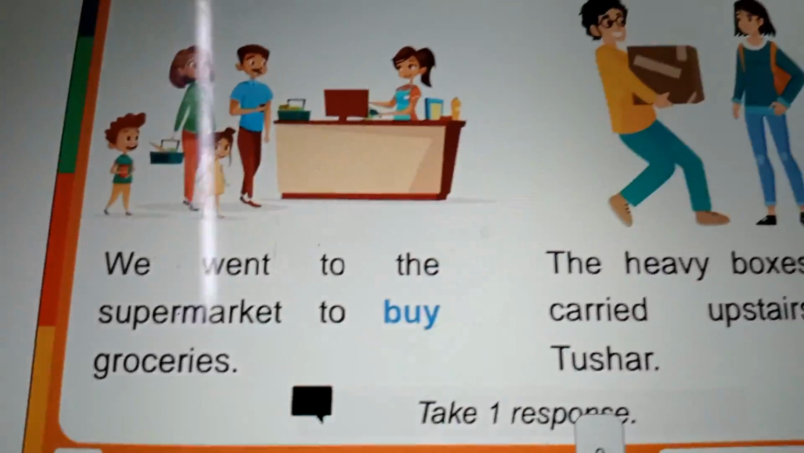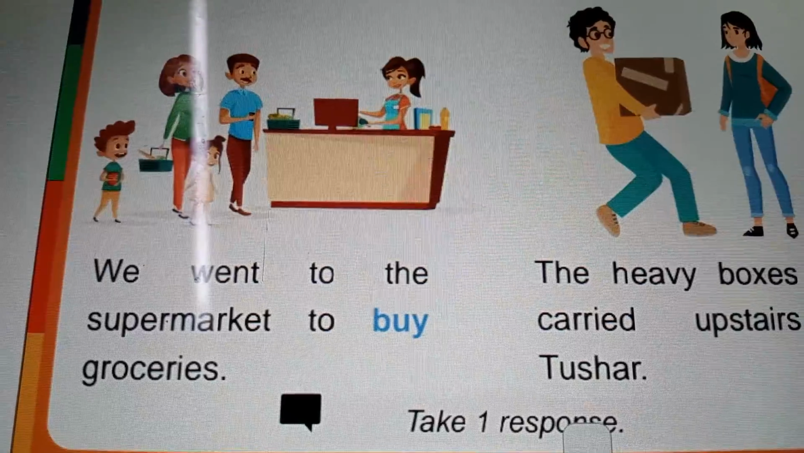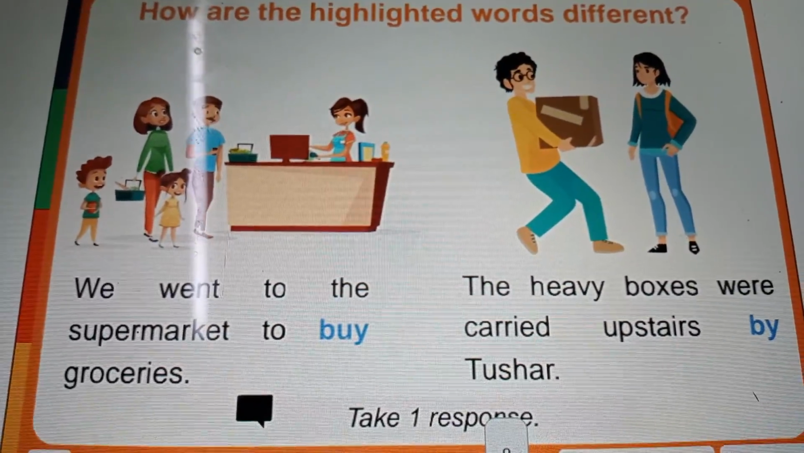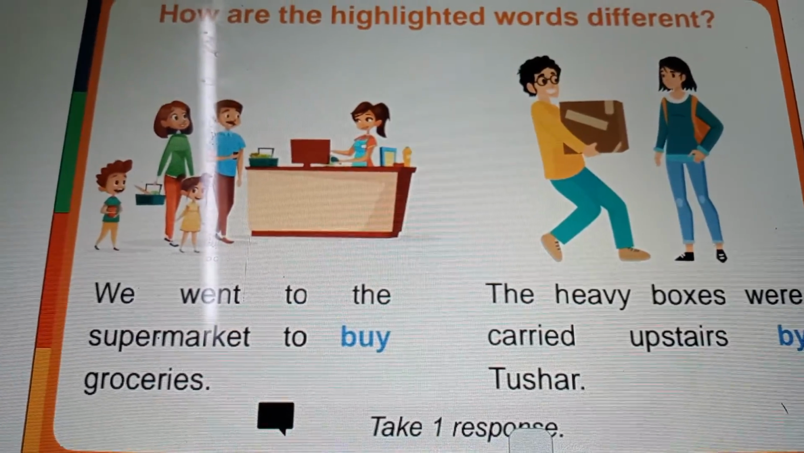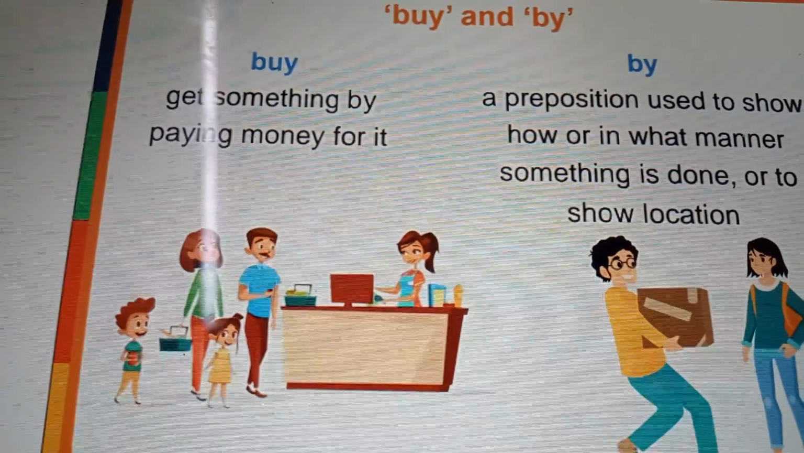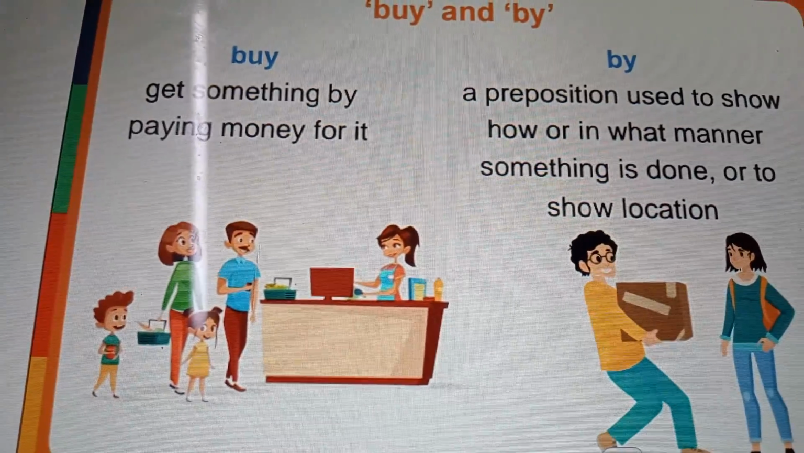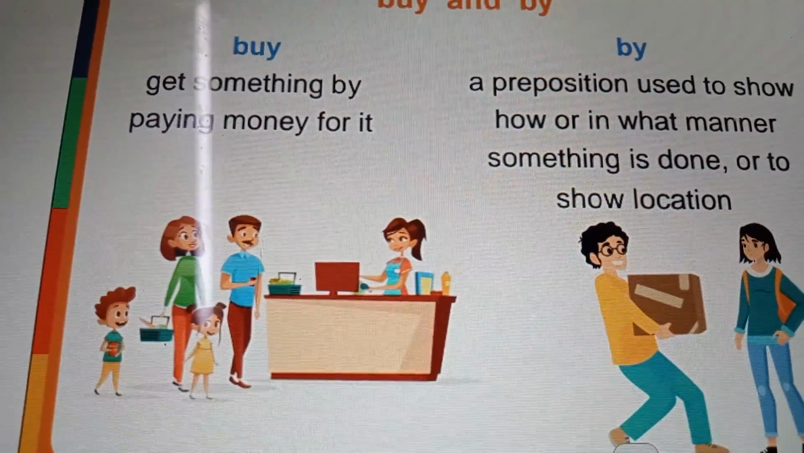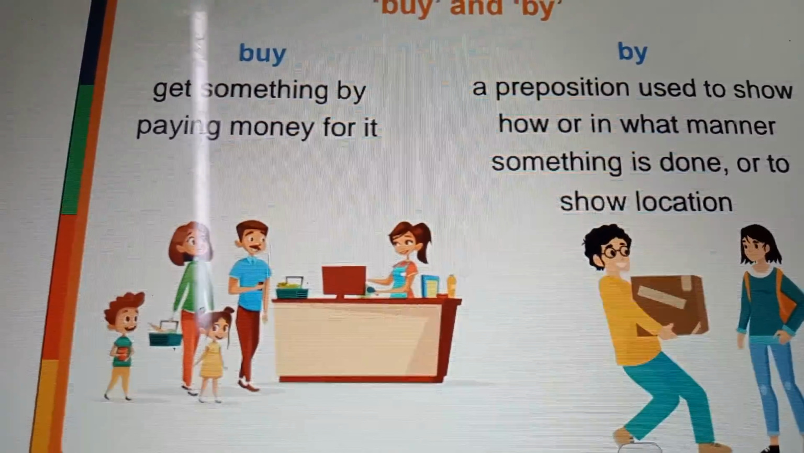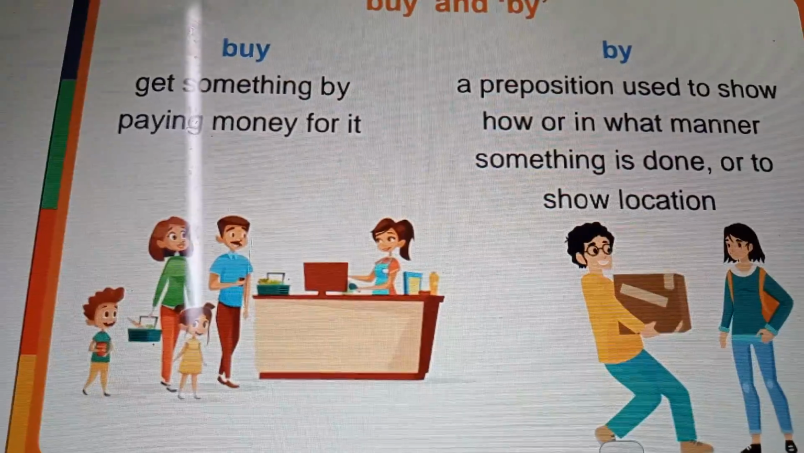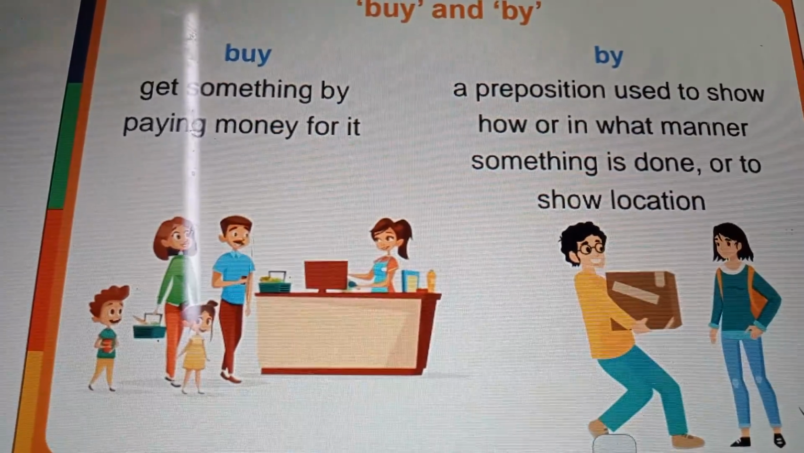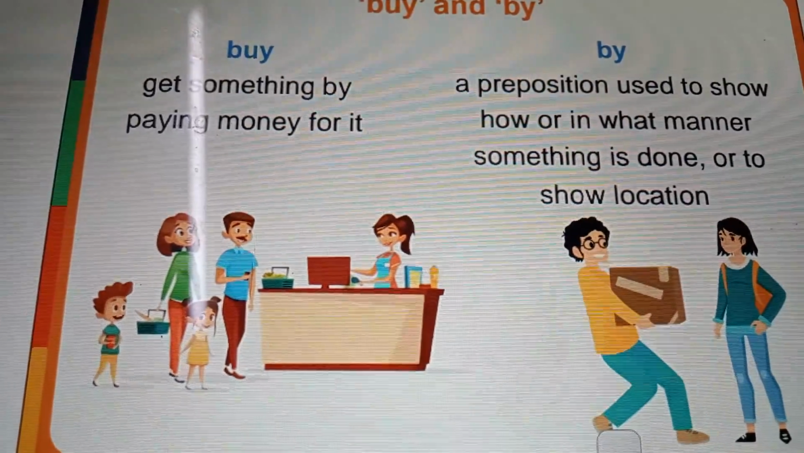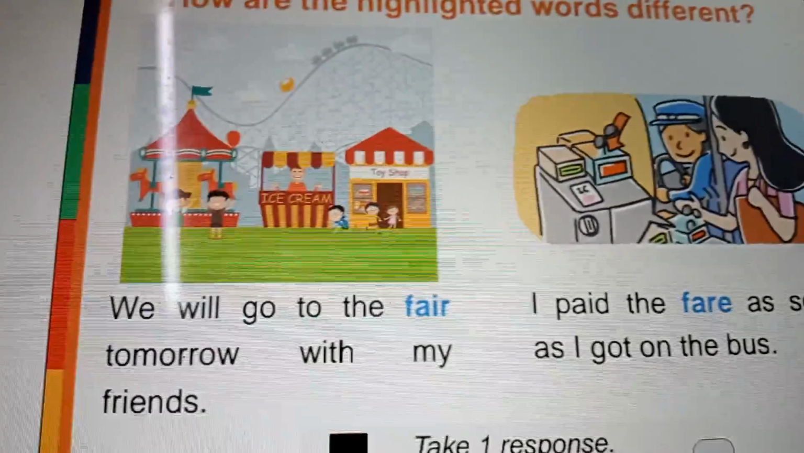Great. Now, we went to the supermarket to buy groceries. The boxes were carried upstairs by Tasha. Here also pronunciation is the same but the meaning and spelling are different. B-U-Y, buy means get something by paying money for it. B-Y, by is a preposition used to show how or in what manner something is done, or to show location. Let us see the next one.